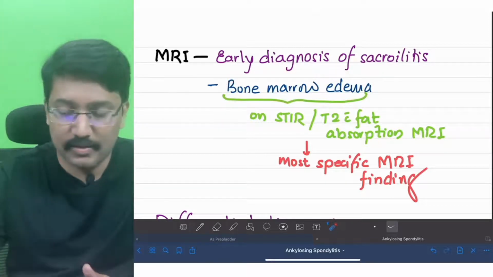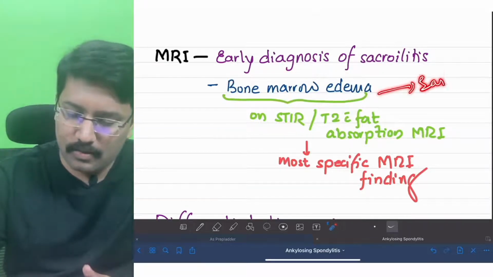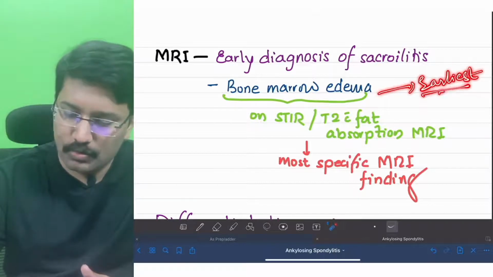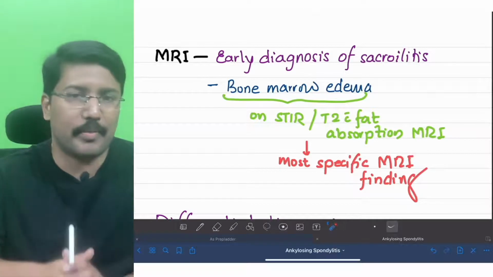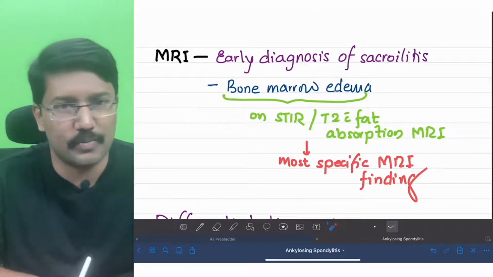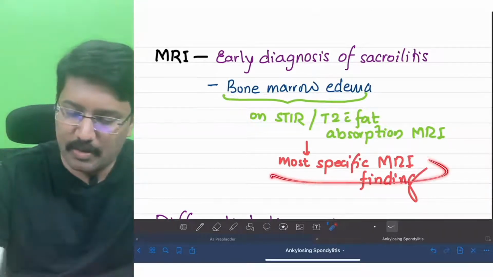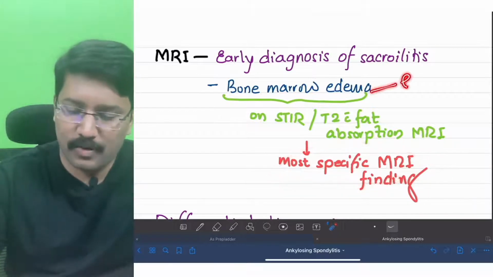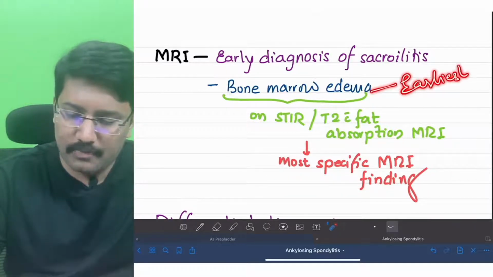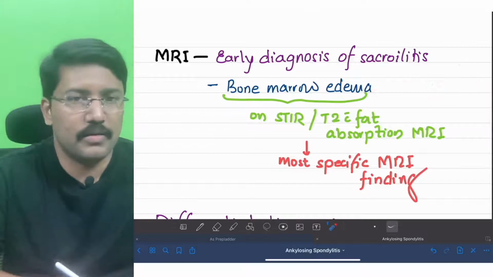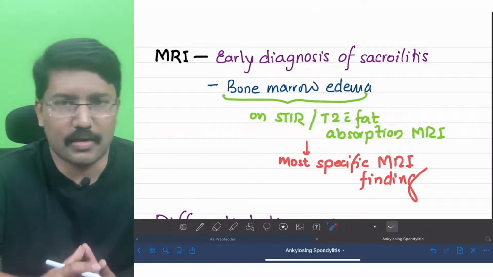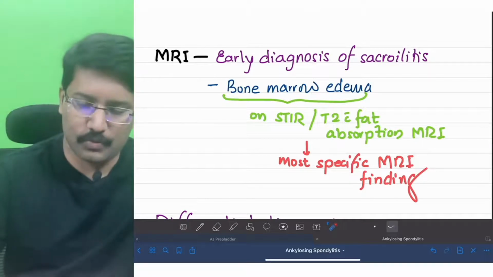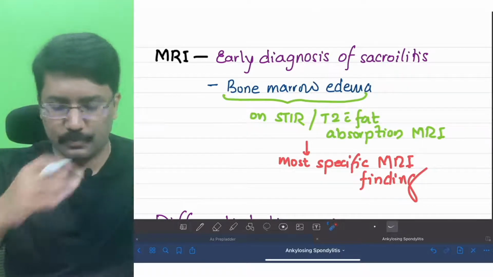This is the earliest and also the most specific finding suggestive of sacroiliitis on MRI, and this can be a radiology MCQ question: the most specific MRI finding as well as the earliest MRI finding in a patient with ankylosing spondylitis when we are talking about sacroiliitis. So this is one point to note.